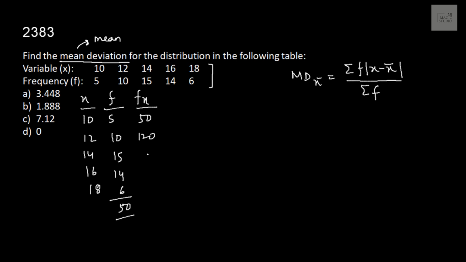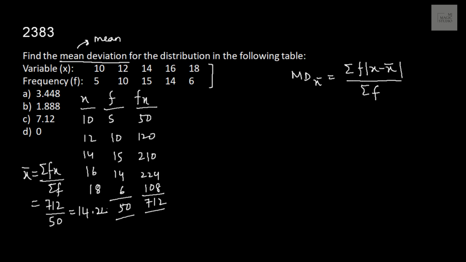50, 120, 210, 224, 18 into 6 is 108, and add up. It will be 712. First find mean. x bar is summation fx by summation f. That is 712 by 50, and that will be equal to 14.24. Now find mod of x minus 14.24, that is x bar.